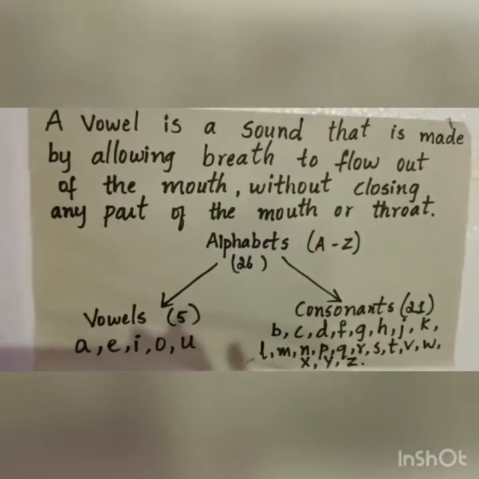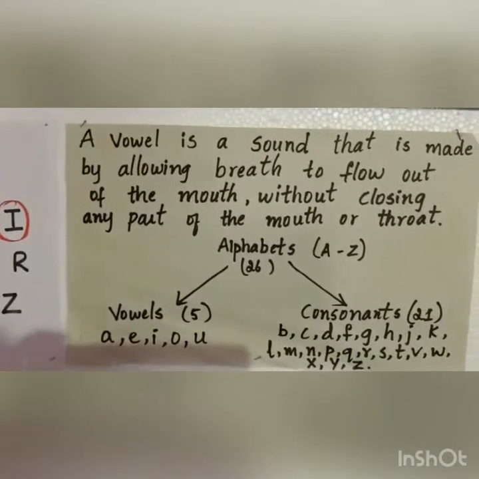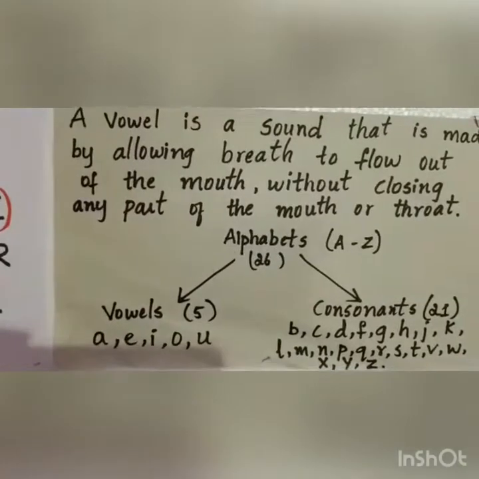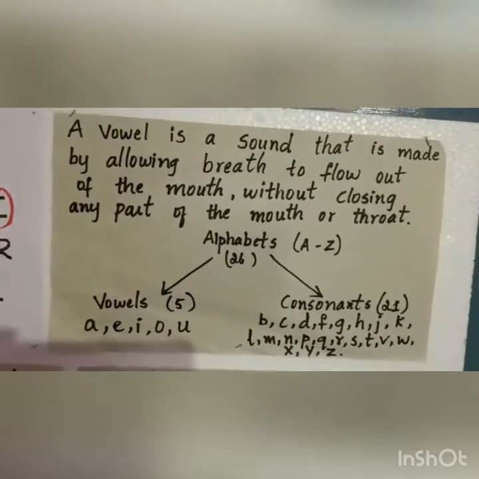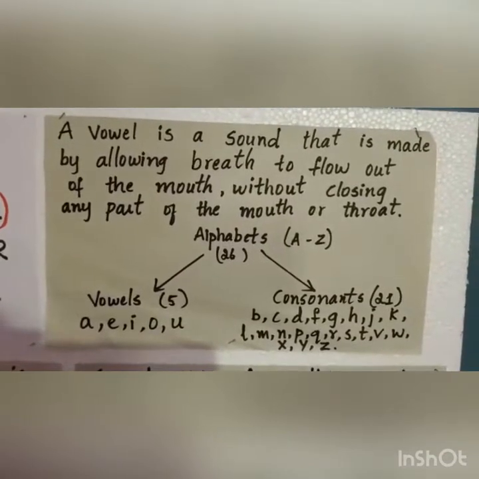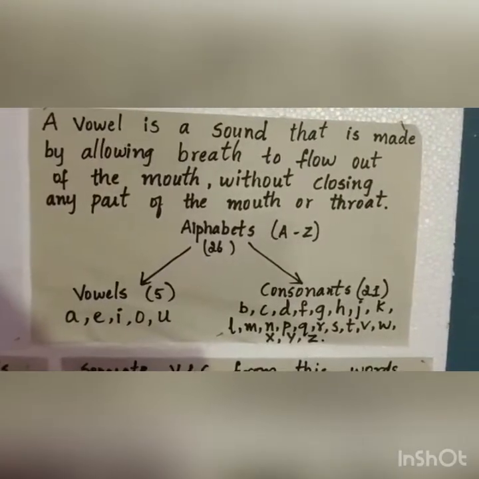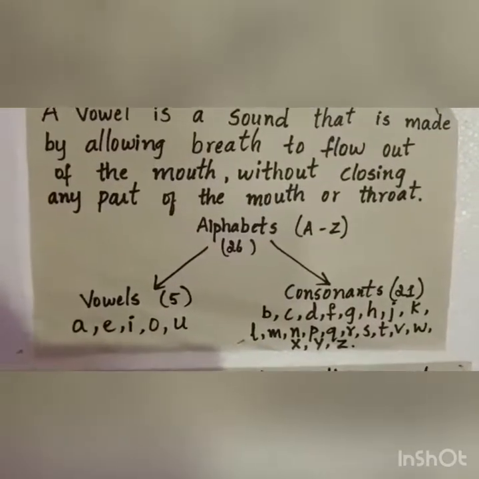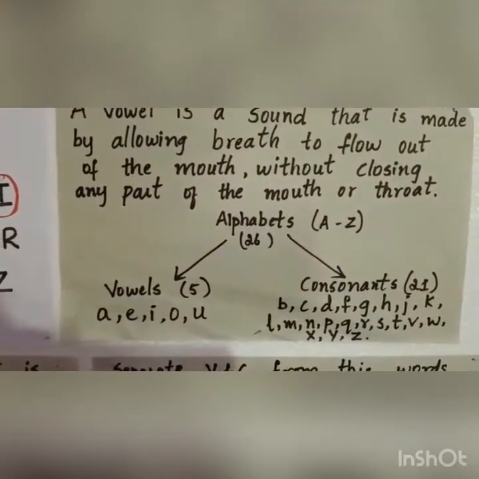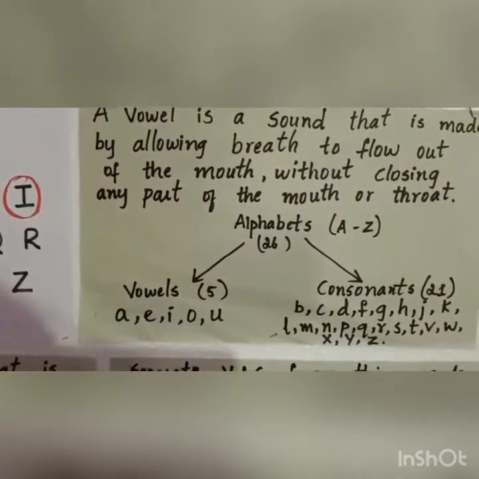So now we will see what exactly this vowel is. See, a vowel is a sound that is made by allowing breath to flow out of your mouth without closing any part of your mouth or throat. In simple words, I'll explain to you what exactly this vowel is. When you say these 5 vowels, A, E, I, O and U, your mouth is open, like you can say freely, with no stress in your mouth. You can openly say A, E, I, O and U.